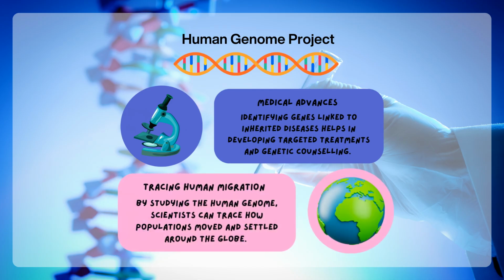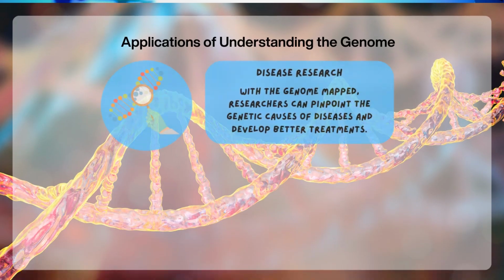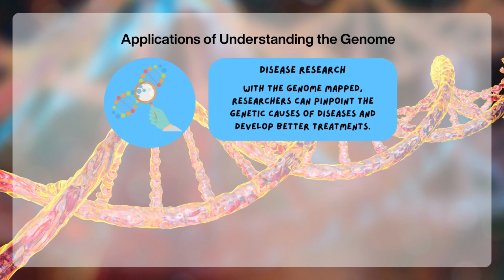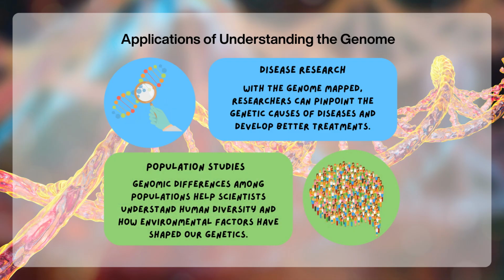By studying the human genome, scientists can trace how populations moved and settled around the globe. This has provided insights into our evolutionary history and how modern humans descended from common ancestors in Africa, which dispersed globally. With the genome mapped, researchers can pinpoint the genetic causes of diseases and develop better treatments. For example, gene therapy aims to treat or prevent diseases by correcting defective genes. Genomic differences among populations help scientists understand human diversity and how environmental factors have shaped our genetics.